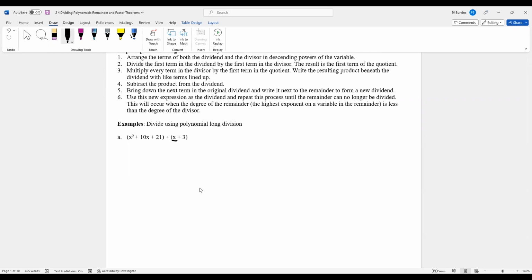Okay, so first I need to put the divisor, which is the x plus 3, the thing that I'm trying to divide into the larger polynomial. And here I have the dividend, which goes underneath of my division symbol. If I were to write this as a fraction, it would have been x squared plus 10x plus 21 divided by x plus 3.